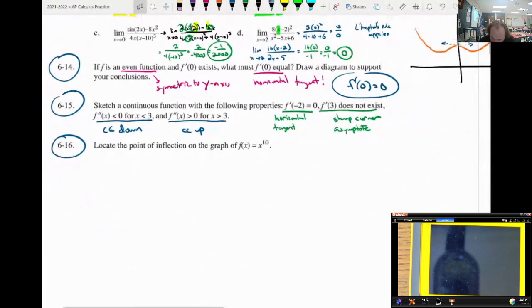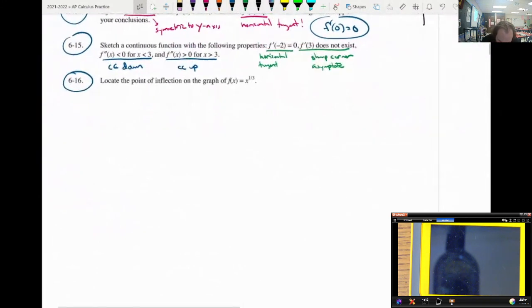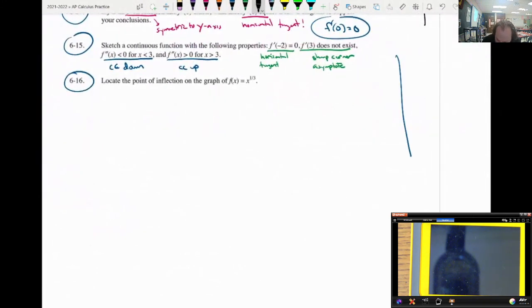So let's think about this for a moment. We're just trying our best to sketch a graph right in this little space right there. How about that? So at x equals negative 2, we have to have a horizontal tangent. Let's put a point anywhere. It doesn't really matter where it is. F prime of 3 does not exist. 1, 2, 3. Negative 2.